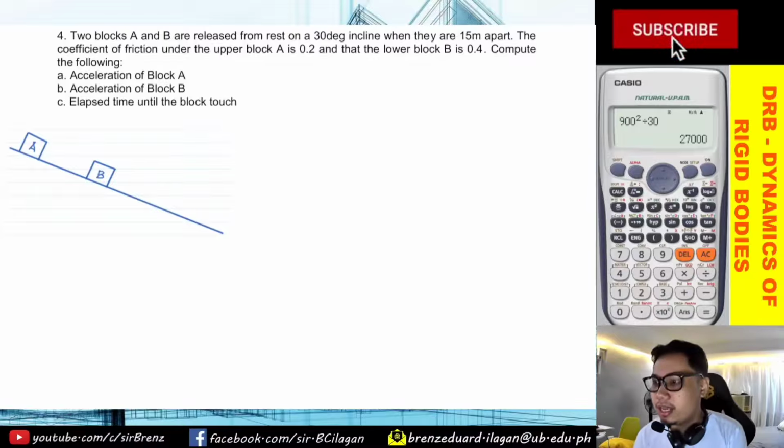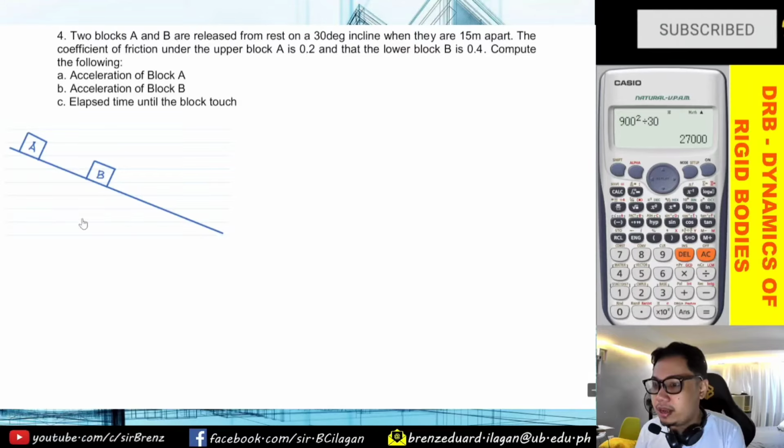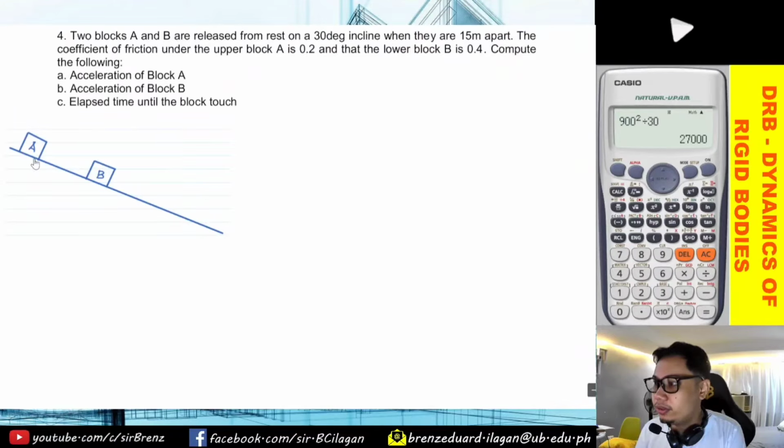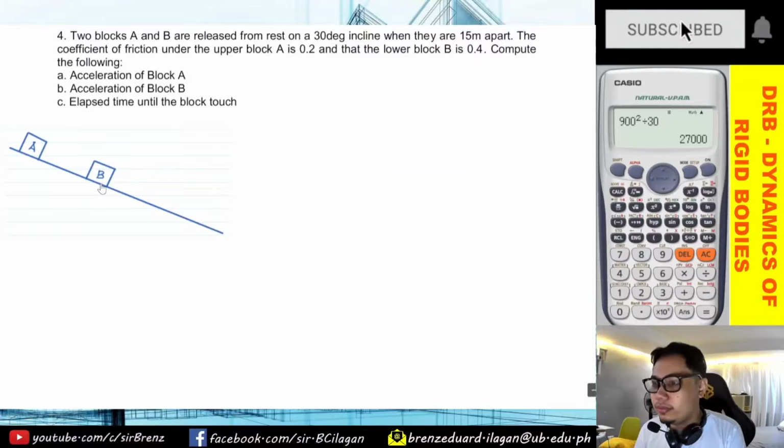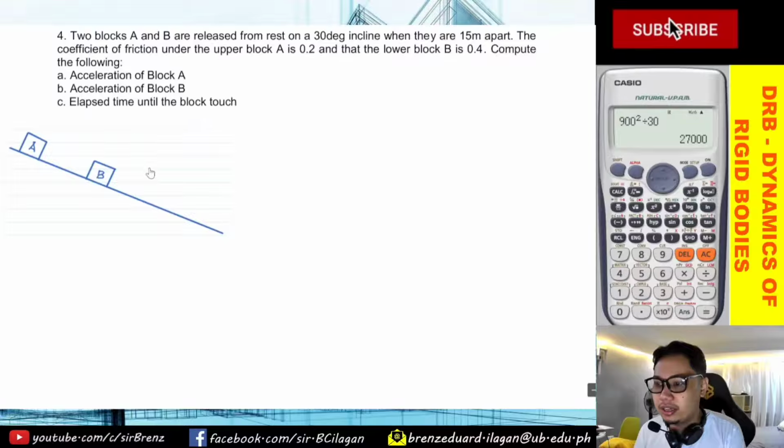Two blocks A and B are released from rest on a 30-degree incline when they are 15 meters apart. The coefficient of friction under the upper block A is 0.2, and that of the lower block B is 0.4. Compute the following. Letter A, acceleration of block A. Letter B, acceleration of block B. And letter C, elapsed time until the blocks touch each other.